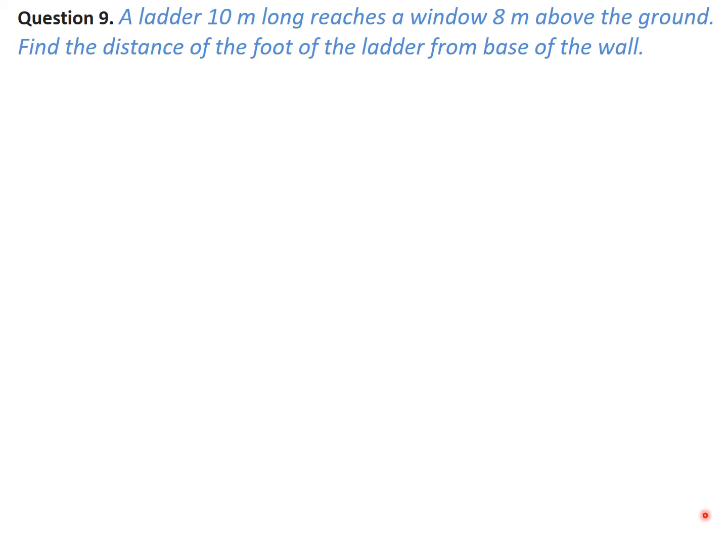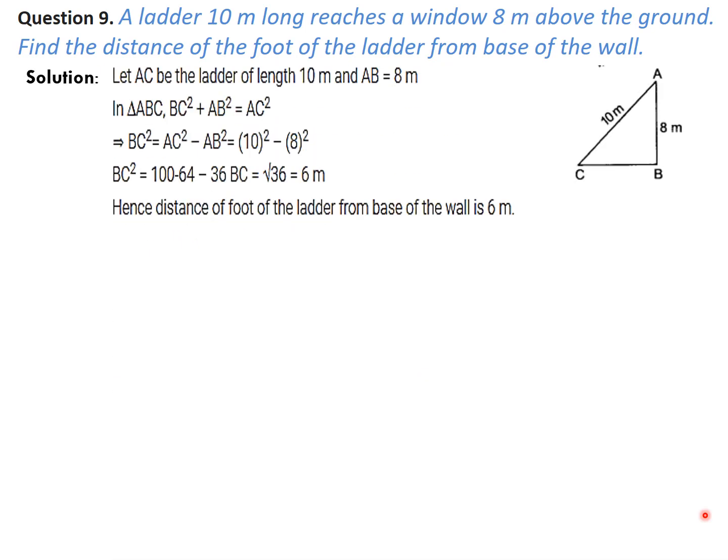Let's draw the diagram. Here we have a triangle ABC. A ladder which is 10 meter long reaches a window. Let A be the window. From the ground, the window is 8 meter above, and we have placed the ladder in the slanted form AC, and its length is 10 meter. We have to find the distance of the foot of the ladder, this is the foot of the ladder C, from the base of the wall. So this is the base of the wall B. We have to find this length.